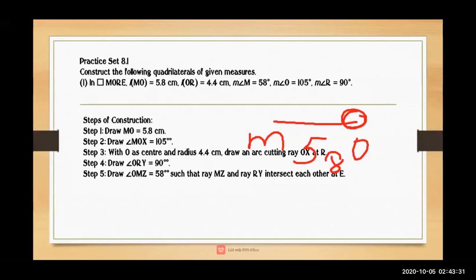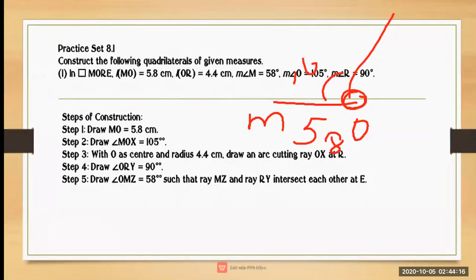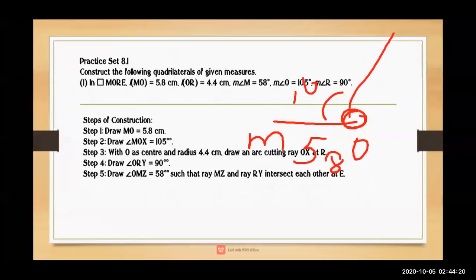So we will put our protractor over O and take the 105 degree point, and then we will construct a line. See, this is the rough diagram. I will just explain how things will be made. So here this is 105 degrees. We will take it from O.